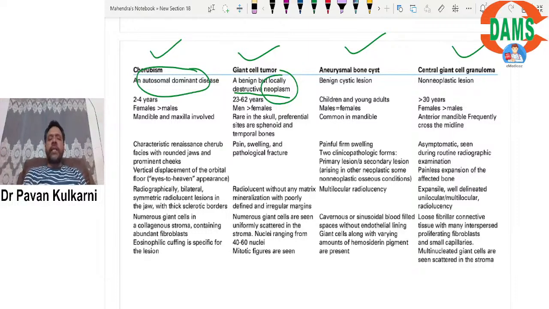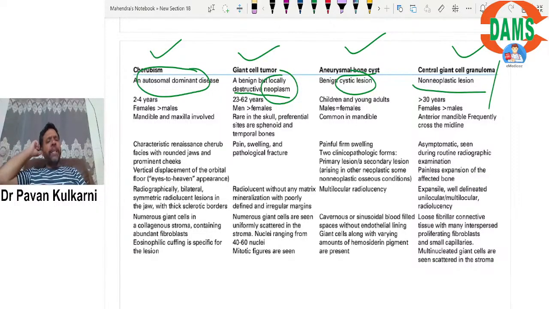Aneurysmal bone cyst is a cystic lesion. And CG is a non-neoplastic lesion. It is a reactive lesion. So we should know the basic differences between these four: which is a benign neoplasm, which is autosomal dominant, which is non-neoplastic.